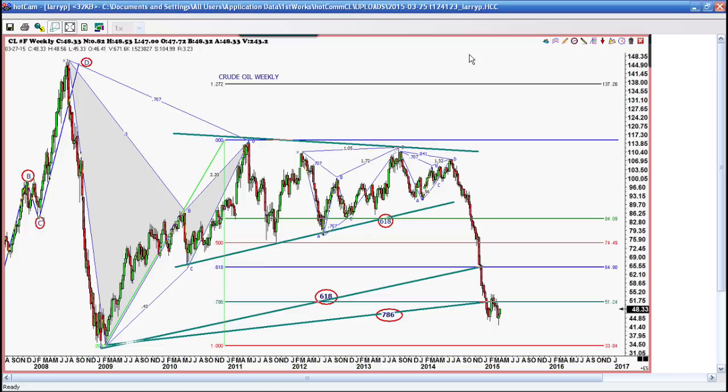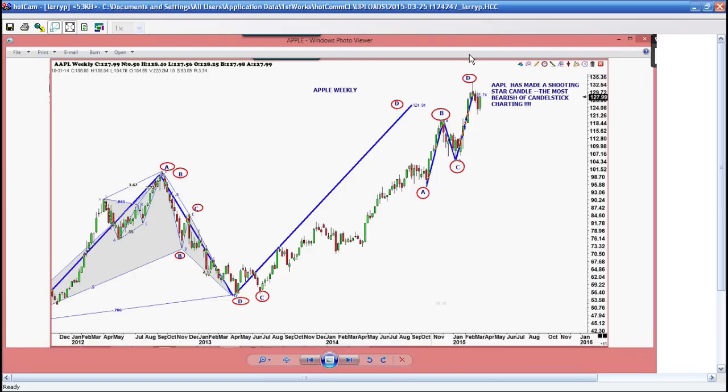But we'll put up the chart here, and you'll see the long-term weekly chart tells us that we have a high probability of having made a top in Apple. There's a long-term ABCD pattern there. There's a shorter ABCD on the weekly, as you can see. But the key here is that Apple, on the day that it made the high, did a shooting star pattern. And that is a very, very bearish pattern.